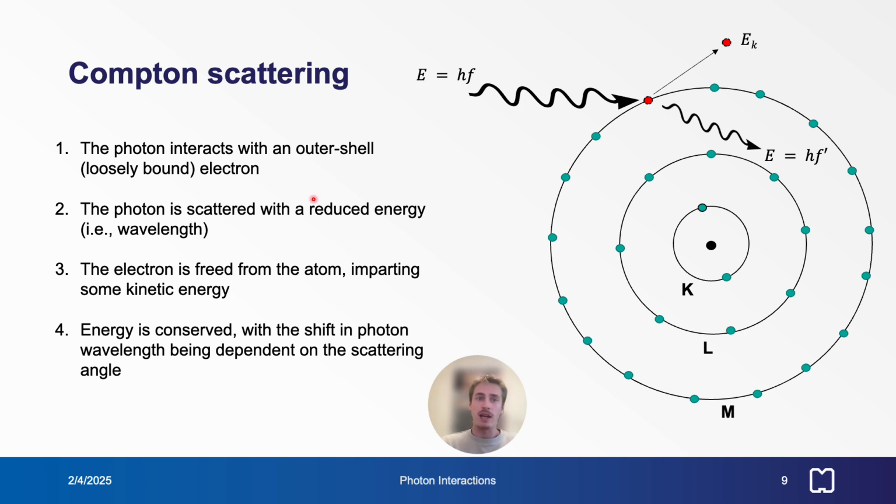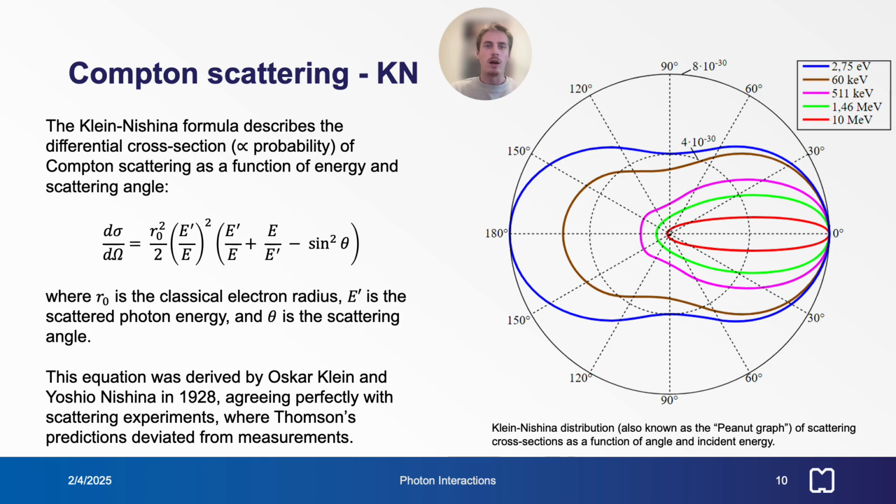So, in Compton scattering, the incoming photon interacts with an outer shell, loosely bound electron. The photon is scattered with a reduced energy, and the electron is freed from the atom, imparting some kinetic energy. Energy is conserved, as well as momentum, with the shift in photon wavelength being dependent on the scattering angle. Now, Compton was able to predict the change in energy of a photon as a function of scattering angle.